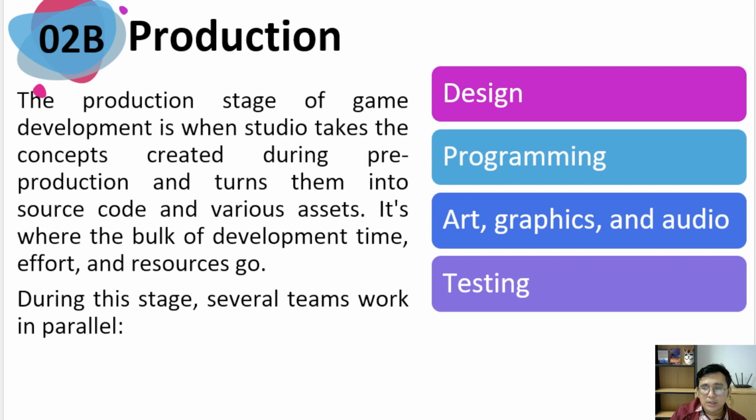And assets is the term that we use in game development for the media that we can gather and use in the game. It consists of graphics, text, audio, and other things related to multimedia content. So in this production, instead of only focusing on producing the source code, we also need to focus on getting the various assets of the game, because it's where the bulk of development time, effort, and resources go.